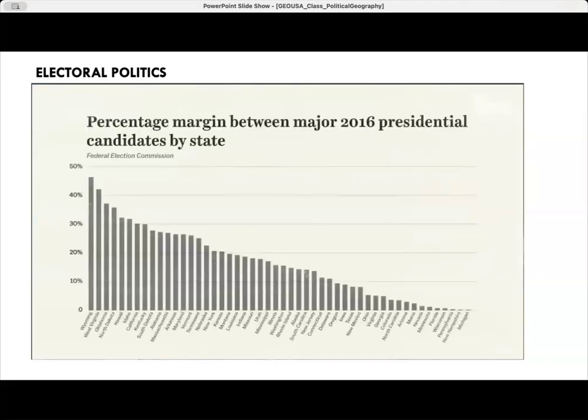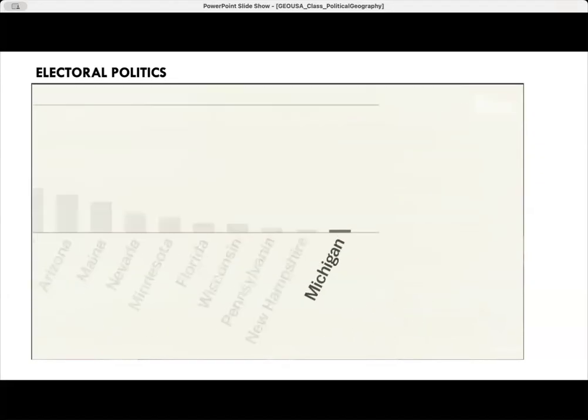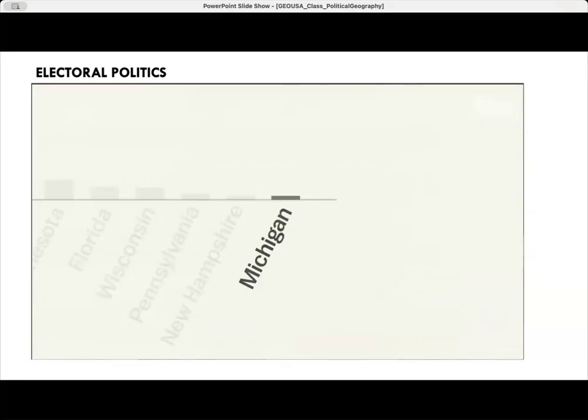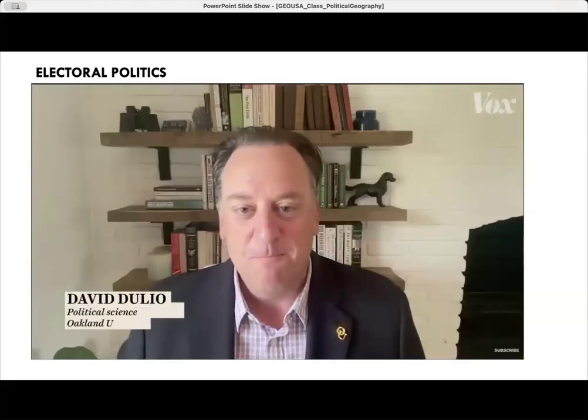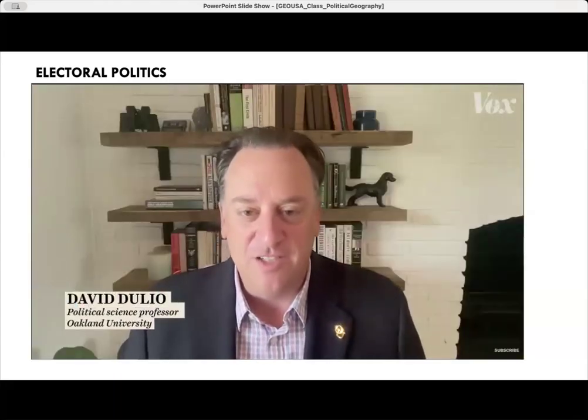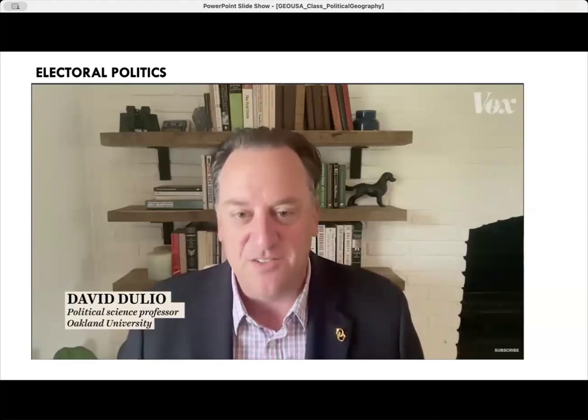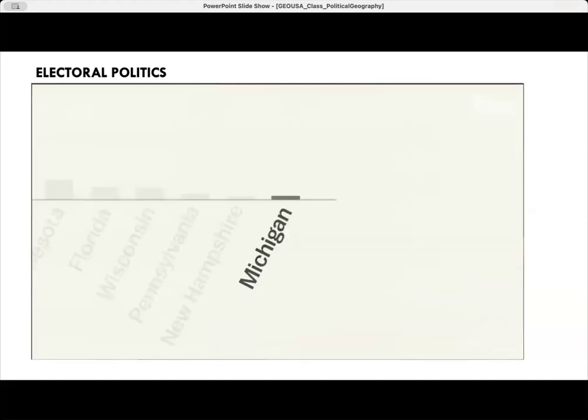This chart looks at how close the vote was in every state in the 2016 presidential election. And Michigan is all the way at the end over here, the closest state in 2016, voting for Trump by a margin of 0.23%. When it's such a close margin, we could find a dozen different reasons. That's true. A lot of factors here. Let's just start with one or two of them.